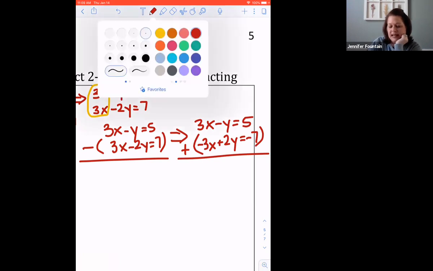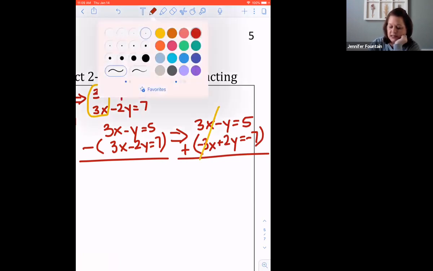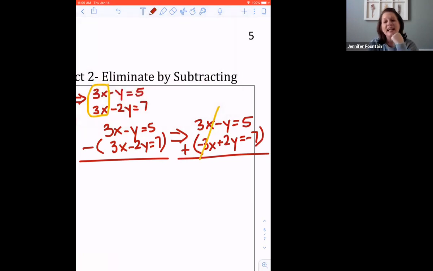3x plus a negative 3x ends up canceling out. Okay, that is 0. So now I have negative y plus a positive 2y. Negative y plus a positive 2y is going to give me a positive y equals 5 plus a negative 7 is negative 2. So y equals negative 2.